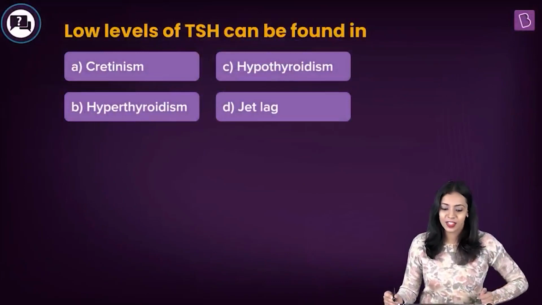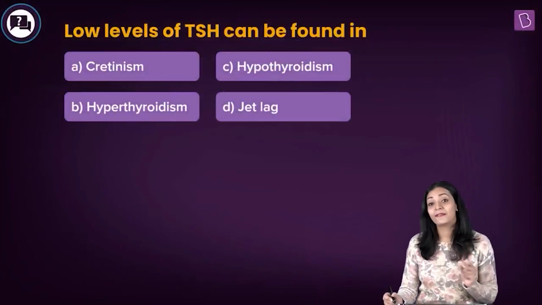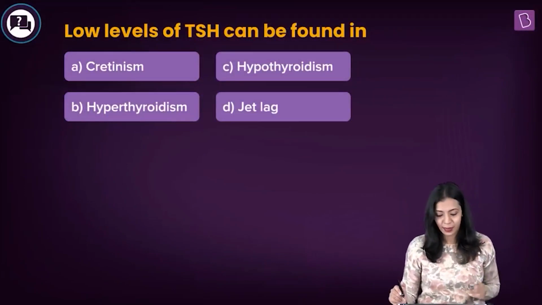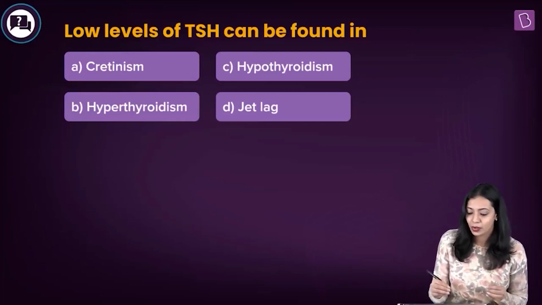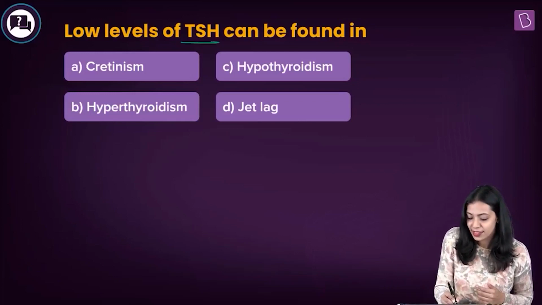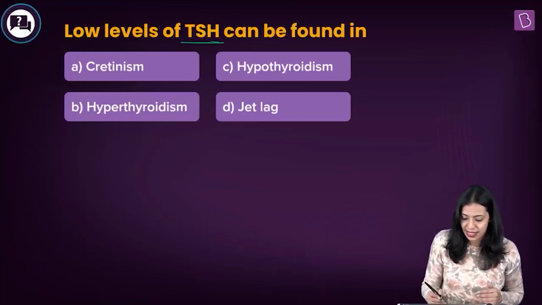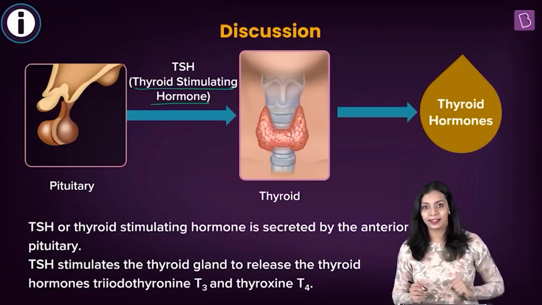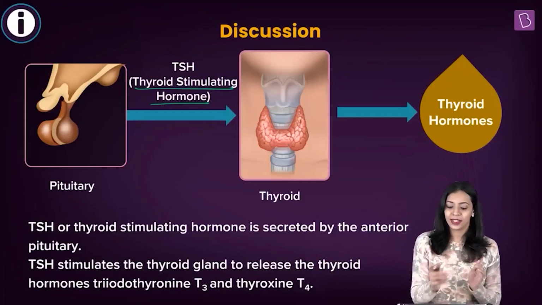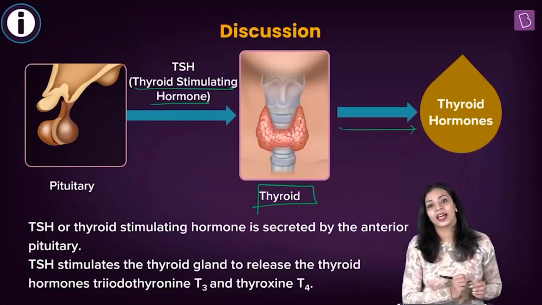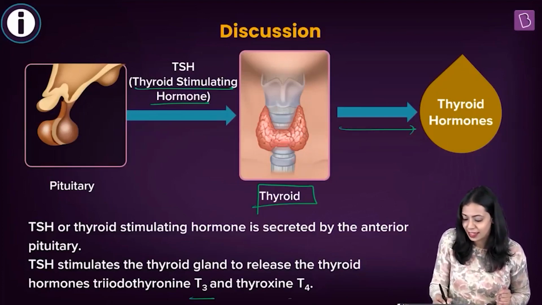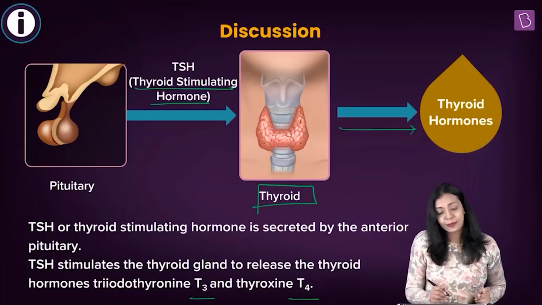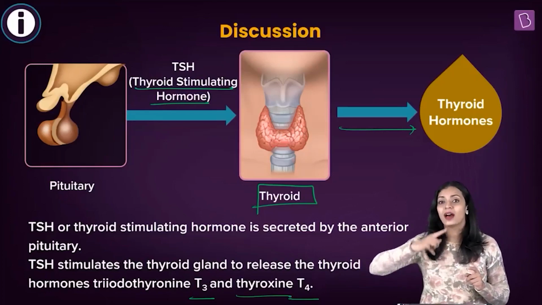Now let's take a look at the next question. Low levels of TSH can be found in, the options are cretinism, hypothyroidism, hyperthyroidism and jet lag. So here we are talking about when exactly TSH levels are low. TSH stands for thyroid stimulating hormone. This is a hormone produced by the anterior pituitary gland. It acts on the thyroid gland and stimulates it to produce thyroid hormones like T3 and T4. T3 is also known as triiodothyronine and T4 is also known as thyroxine or tetraiodothyronine.